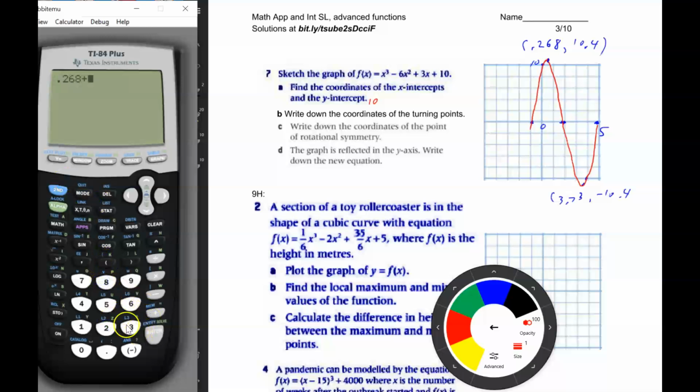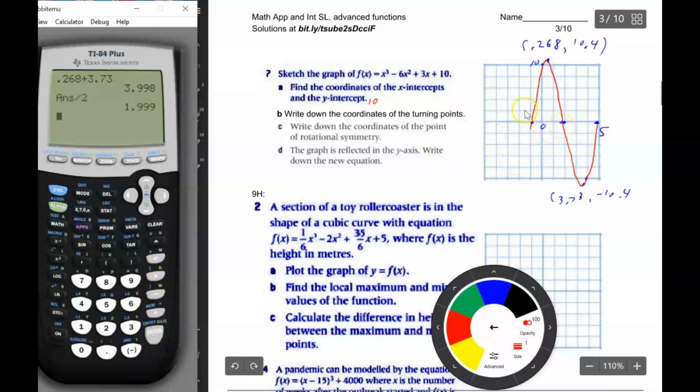So 0.268 plus 3.73 divided by 2. So that would be the coordinate, which is basically 2, right? So I think that the midpoint is this point right here. Okay? So that is the point of rotational symmetry, which would be 2, 0. And we already knew that was an x-intercept too.